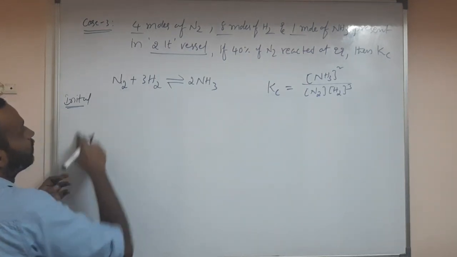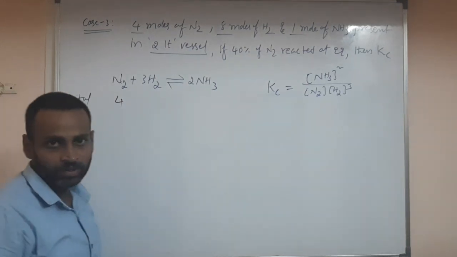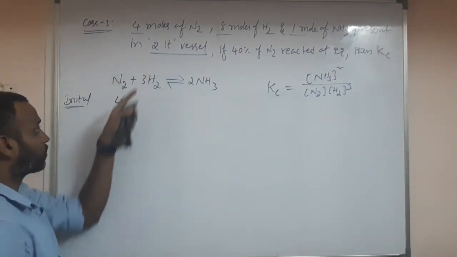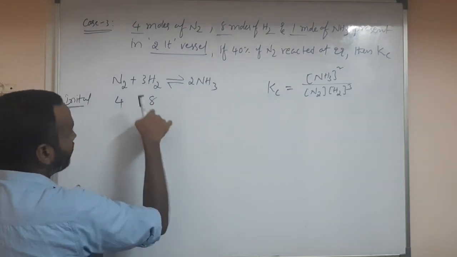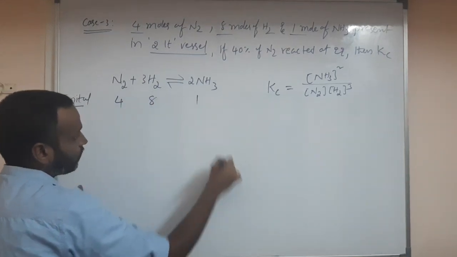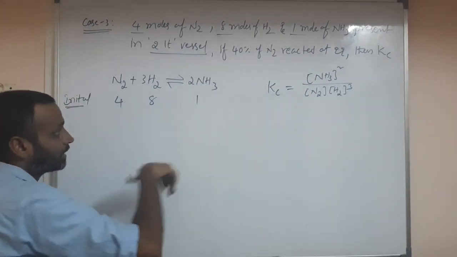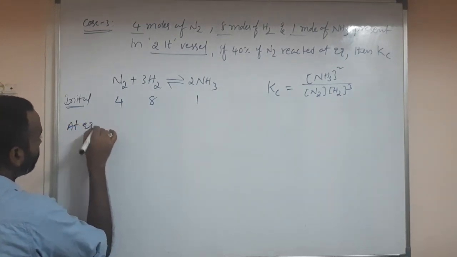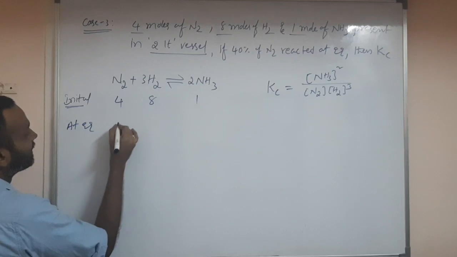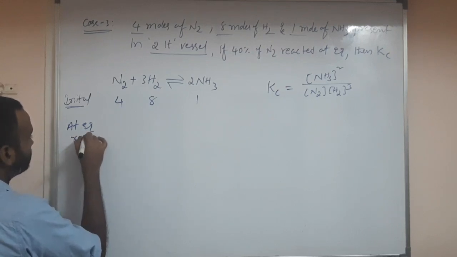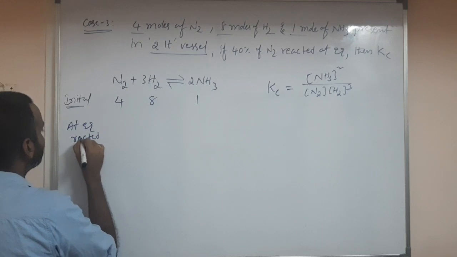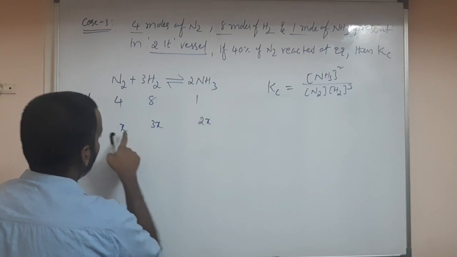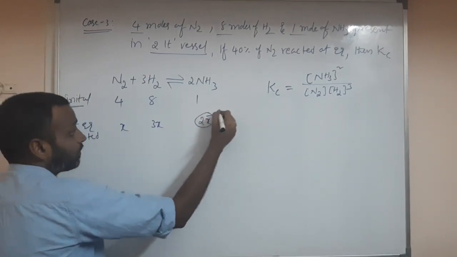Sorry, I won't take 0 because my father gave excess in that numerical. 1 mole is actually required from the reaction, but 4 moles given. 8 moles given, 3 moles required. 2 moles are formed, but 1 mole was initially given. So I won't take 0 this time. At equilibrium, how did the reaction happen? x and 3x reacted, but 2x formed.